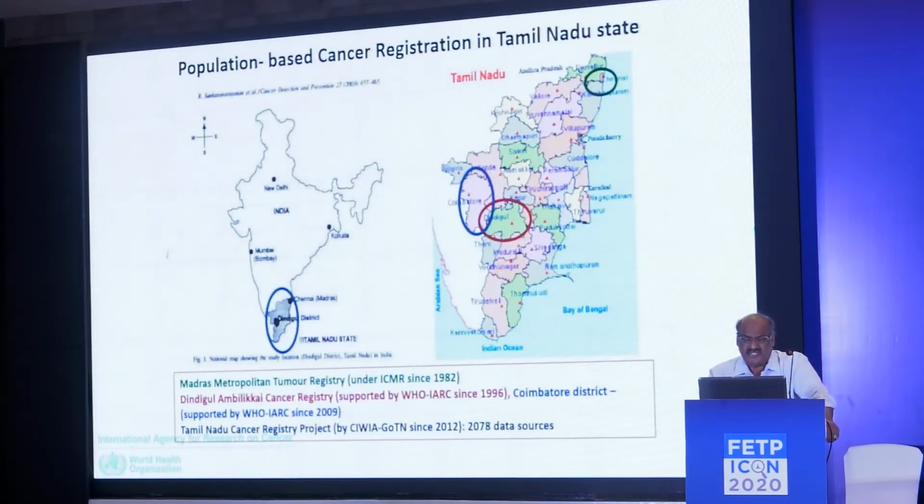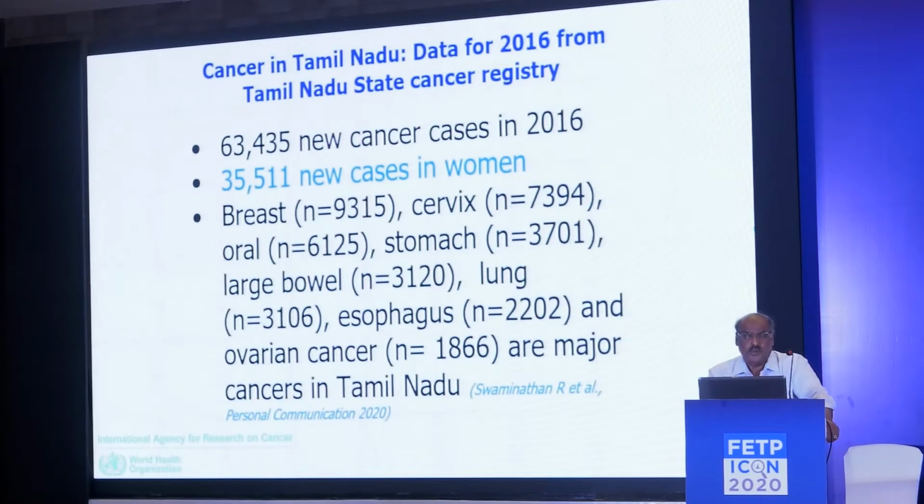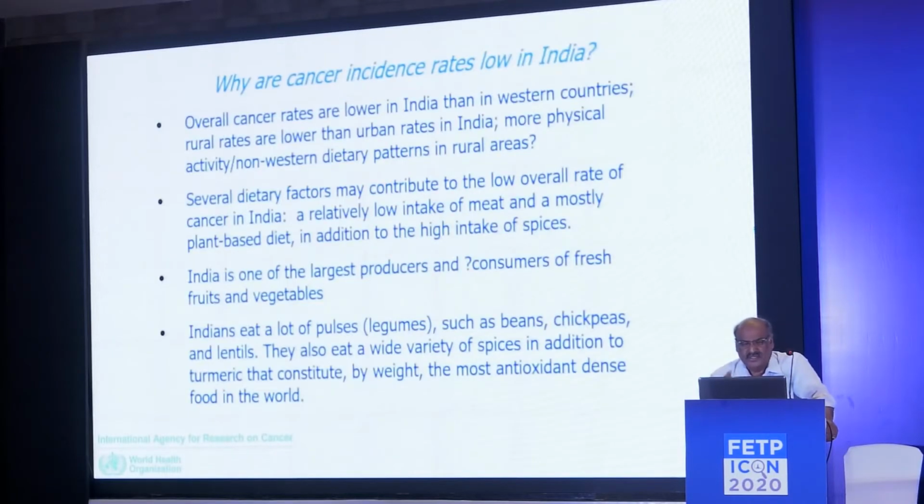So the Tamil Nadu State Cancer Registry started in 2012, which is being run by the Madras Metropolitan Registry and Cancer Institute in Chennai, Dr. Swaminathan and colleagues. It is a major investment in the state, and it shows a very clear pattern. About 64,000 new cases in 2016, and about 35,000 cases in women. So breast, cervix, oral, stomach, large bowel essentially reflects the national data here. And this will serve a very important function of linkage with whatever interventions the Tamil Nadu government is doing, provided you use the data. This is the big thing.